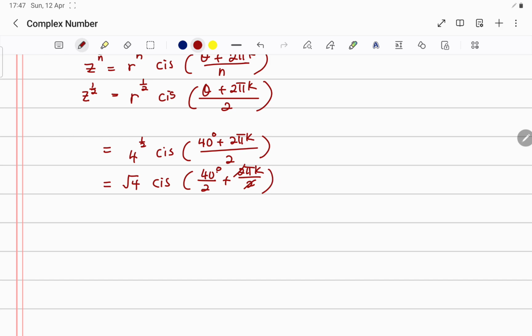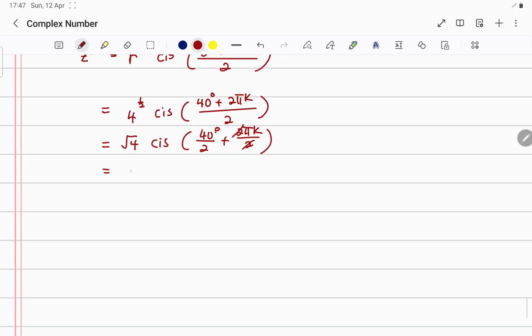Now you will get square root 4 become 2, cis 40 over 2 become 20 degree. Pi k is actually 180 degree k. Okay, so this is your form for zk. So from this we have to find z is equal to 0 and z is equal to 1.